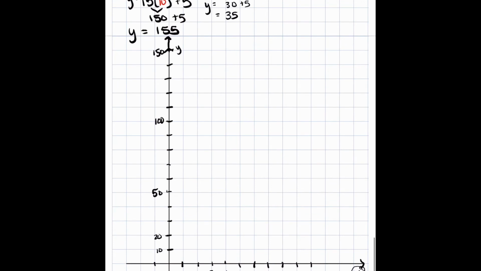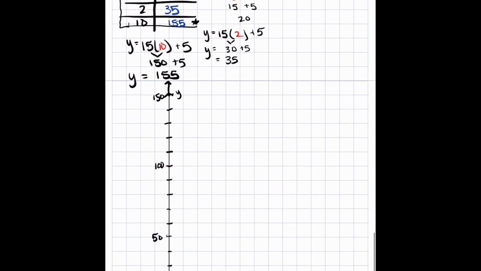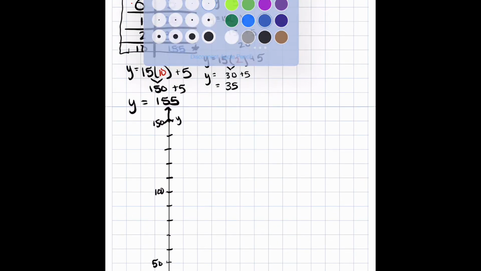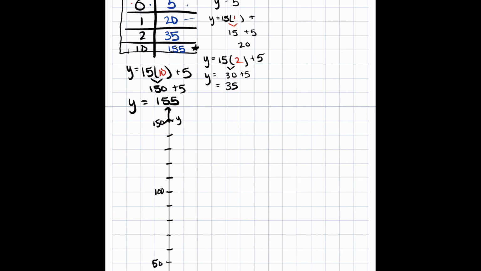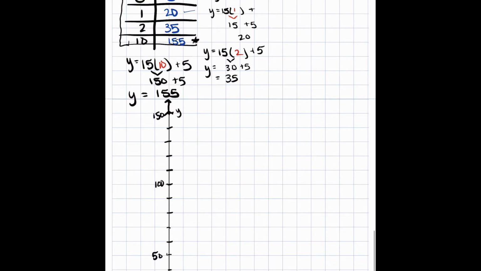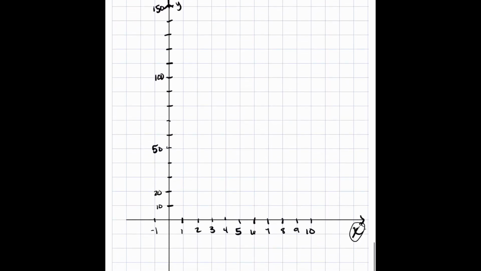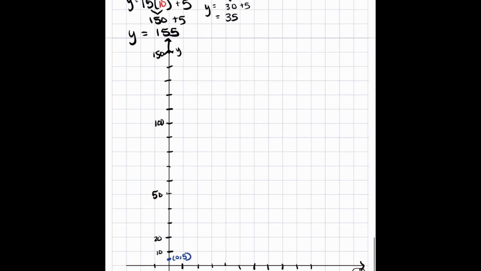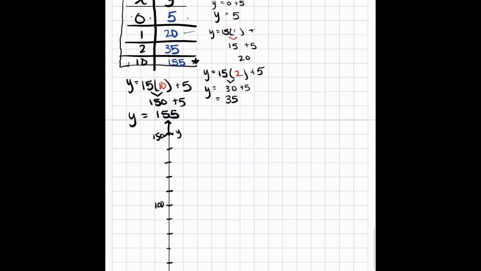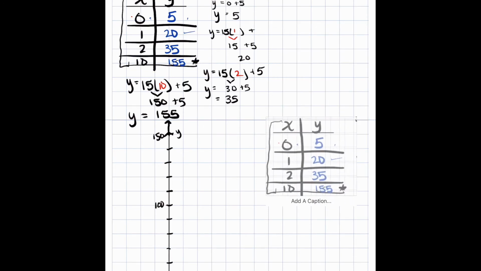Okay, so if you're not done creating your graph, go ahead and press pause because I'm going to just jump right into it. So we're going to start plotting these points. So the first one is 0, 5. So I'm going to go over 0 on my x-axis, up 5, which will be right there. And again, I'm going to go ahead and just move this table here so that way I don't have to keep going back and forth.